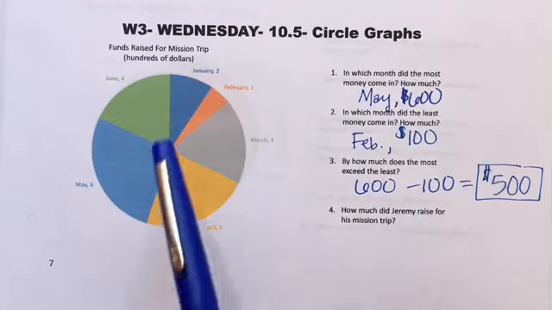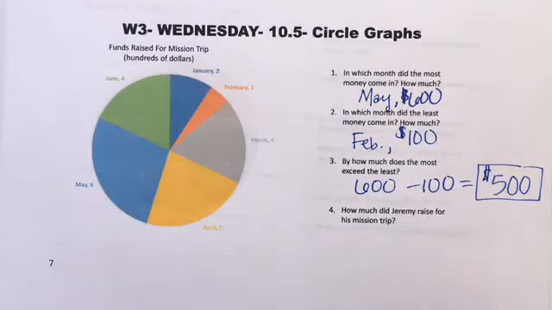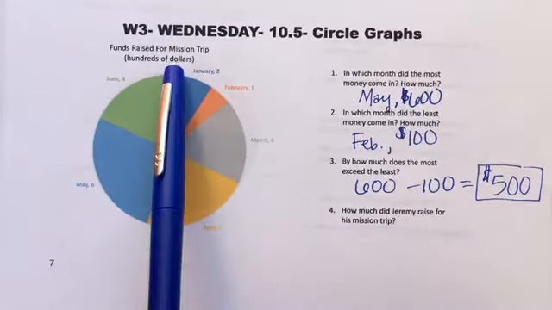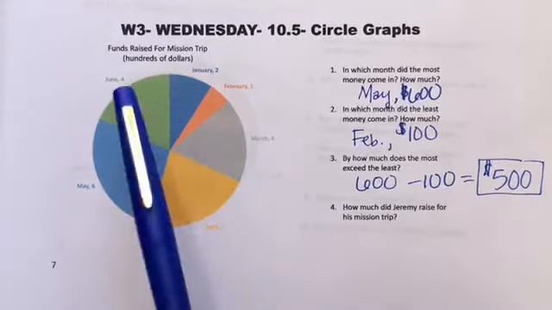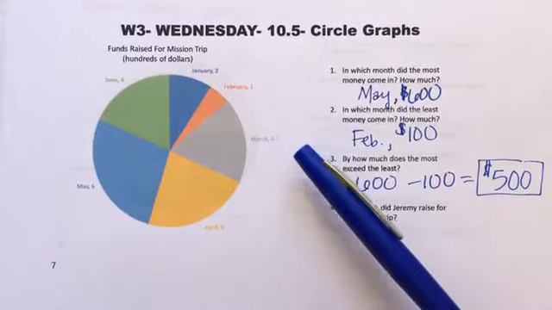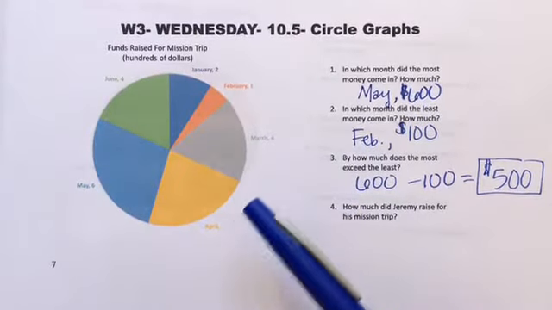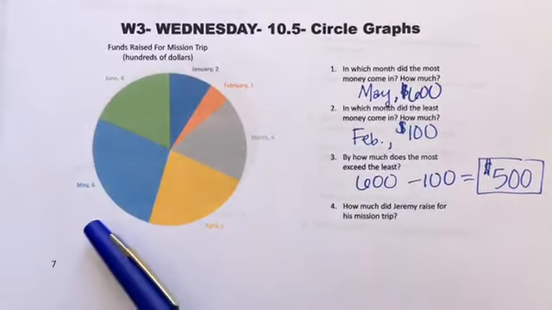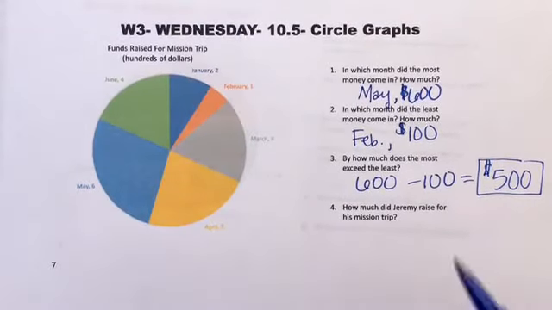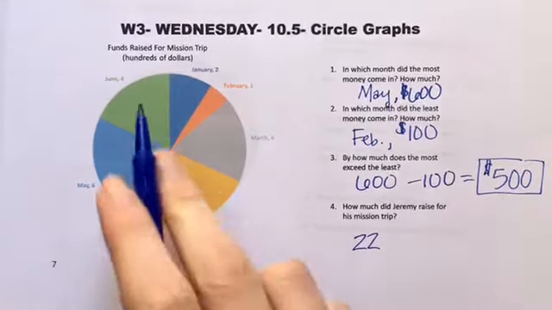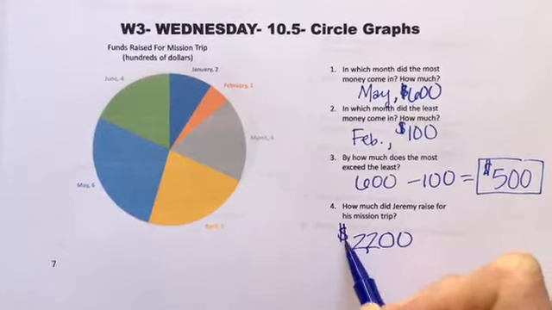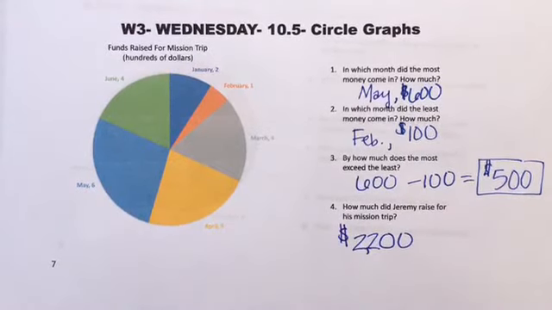Hopefully you're answering this as I'm putting it out there, that we can take and add up all of these numbers here. Now I'm just going to add them, and then at the end add the hundreds on the back. So we have 2 plus 1 is 3, 3 plus 4 is 7, 7 plus 5 is 12, 12 plus 6 is 18, and 18 plus 4 is 22. And remember, that's hundreds of dollars, so $2,200 was the total amount he raised for his missions trip.